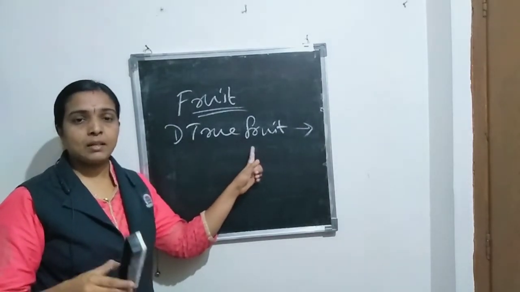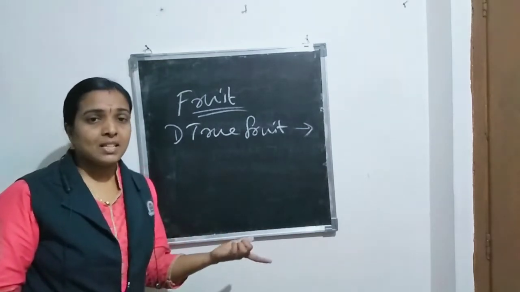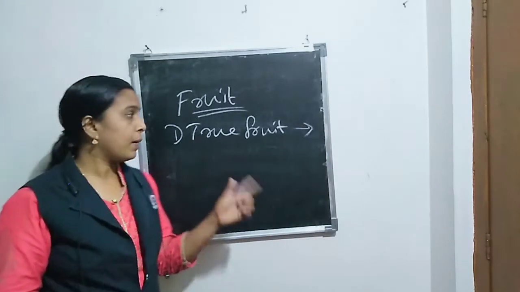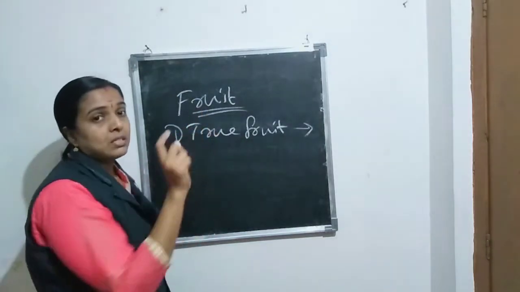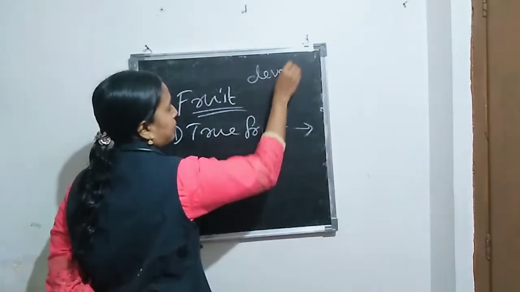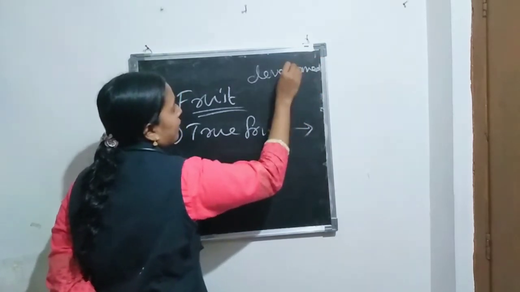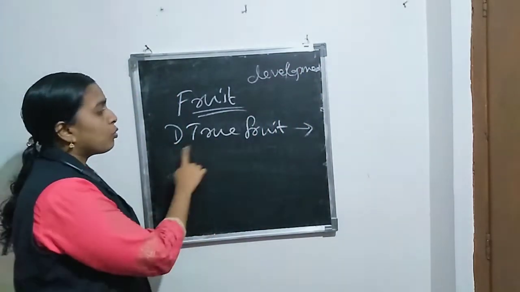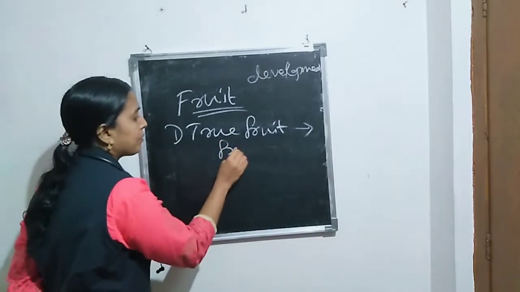The best example is banana, which is a true fruit. Mango is a true fruit. Such fruits develop from the ovary. Here, what is the basis of classification of the fruit? Based on development. True fruit is development of the fruit from the ovary.